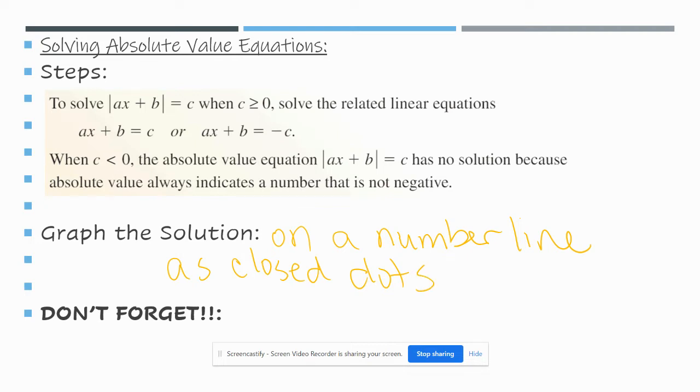We can graph the solution on a number line with closed dots because of the equal to. And then we just need to, again, refresh our memory that absolute value of anything cannot be less than 0. That's probably the first thing that you should always check: is our absolute value equal to either 0 or a positive number?